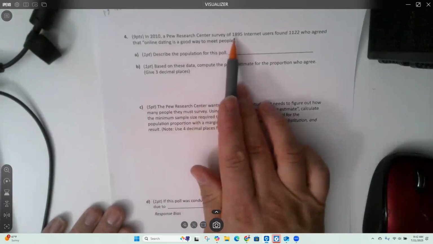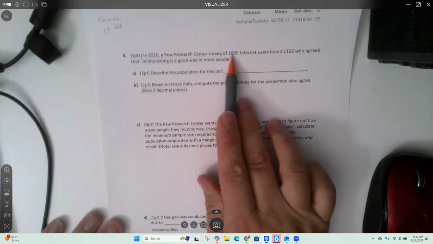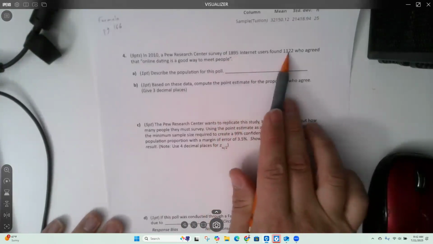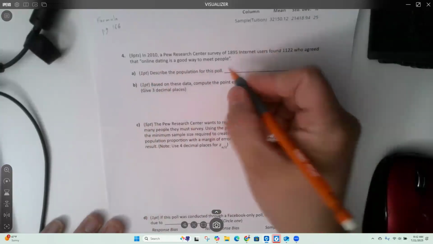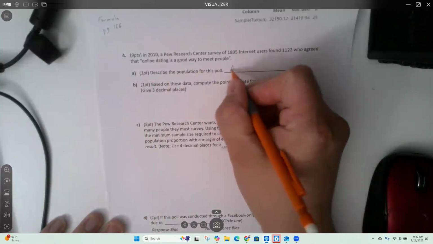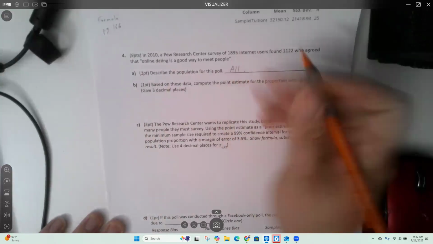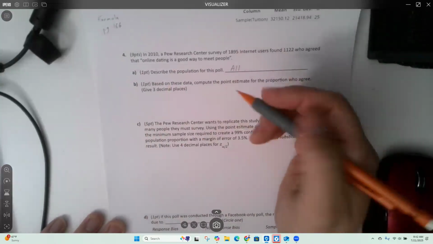A research center survey of 1,895 internet users found that this many agreed that online dating is a good way to meet people. Describe the population for this poll. So this is all internet users, all something.